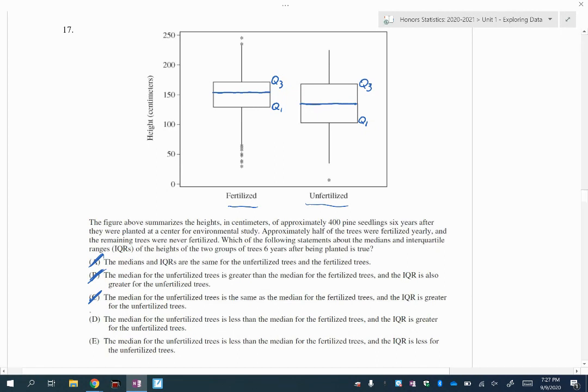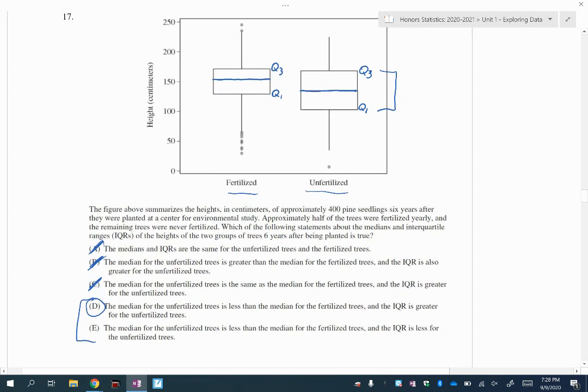Now the D and E has the same first part. The median for the unfertilized trees is less than the median for fertilized. That's correct. So it's definitely D or E. And then now we have to figure out which one has the greater IQR. Well, when I look at the width of the boxes, the unfertilized width, this distance, is wider or larger than the fertilized. So the unfertilized has a greater IQR than fertilized. So which one is going to get that? And the IQR is greater for unfertilized. So D is the answer.